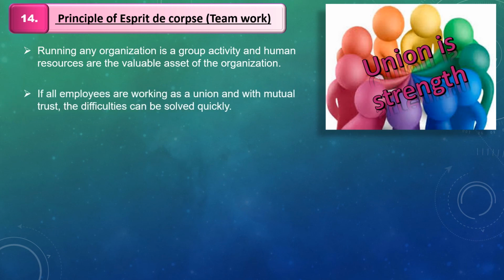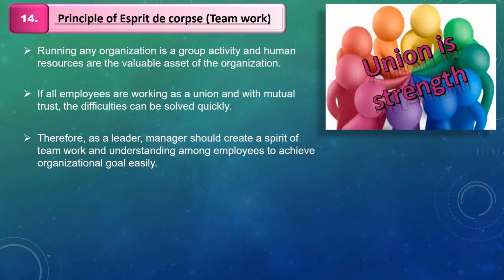If all employees are working as a union and with mutual trust, the difficulties can be solved quickly. Therefore, as a leader, manager should create a spirit of teamwork and understanding among employees to achieve organizational goal easily. Here again, manager is responsible to create a team spirit among employees to make healthy atmosphere in the organization, good understanding between the management and employees. All this leads to achieve the goal of the organization easily, because in unity there is a strength.